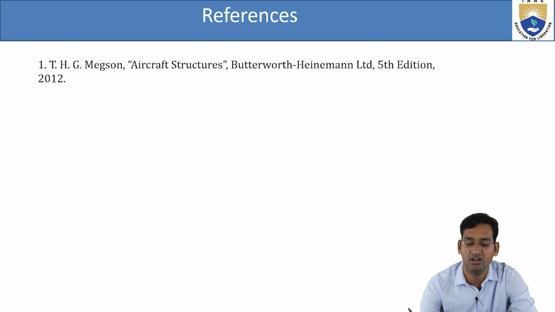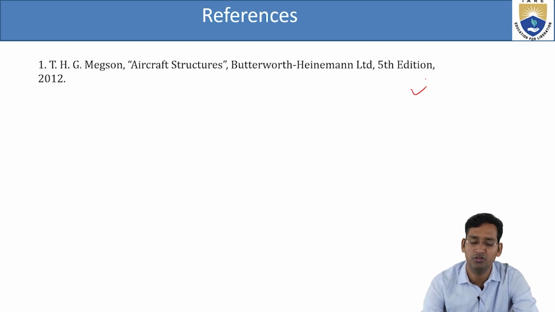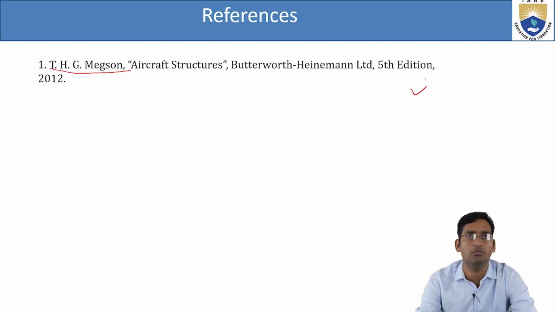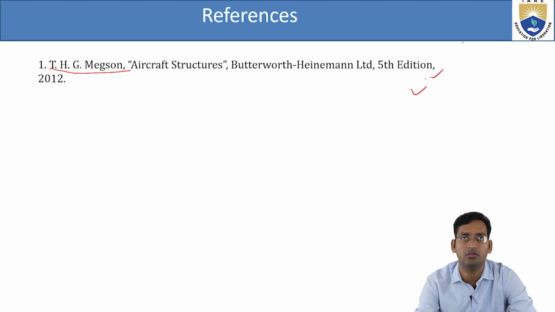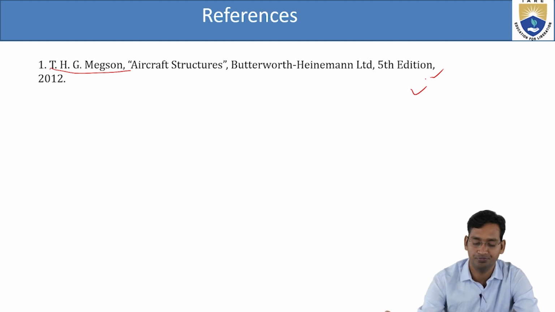Again, you can refer to this book, T.H.G. Megson, Aircraft Structures, Butterworth, 5th edition. It's not necessary that you go with the 5th edition; 4th edition or whichever, they almost just changed and added some more numericals. So whichever Megson book you get, you can use that one. Theoretically it's the same. The only difference in the newer or older book is the number of problems. So whichever book you get, you can refer to it.